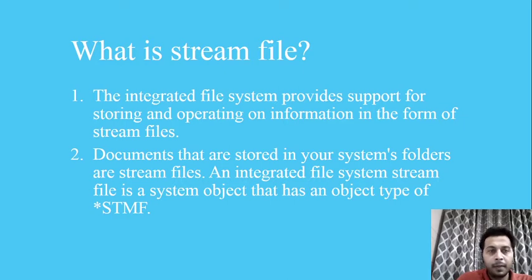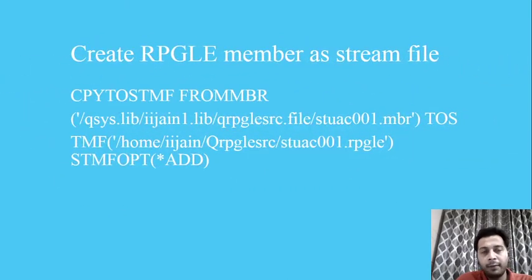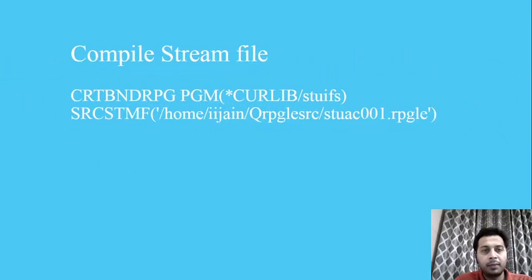So you can see this is a command we will use to create the RPG member. The member is in my library iijain1, and then we see what we do. This is the copy to stream file command, right? And what it does, I will let you know, okay? And this is the command that we use to compile the stream file.